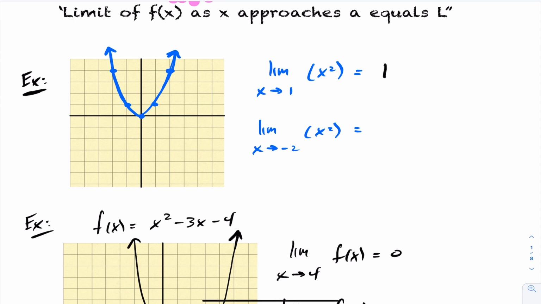Let's look at the next example. What is the limit as x approaches negative 2 of x squared? If I'm approaching negative 2 from the left-hand side, my function would be approaching 4 from above. If I approach negative 2 from the right-hand side, my function would be approaching 4 from below. So in this case, the limit as x goes to negative 2 of x squared is 4.